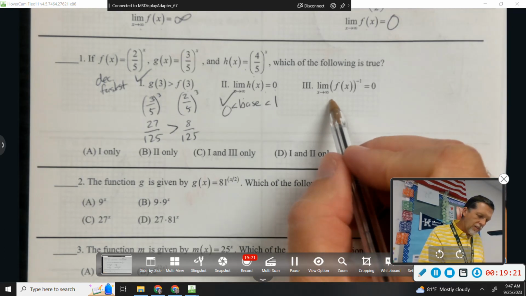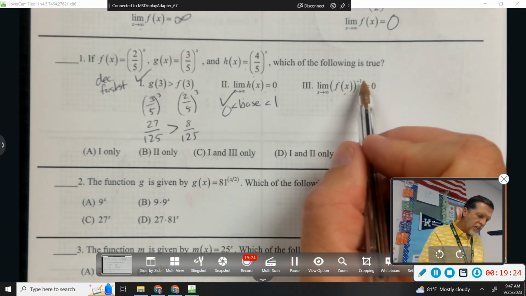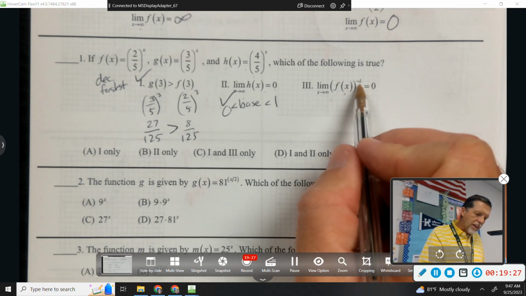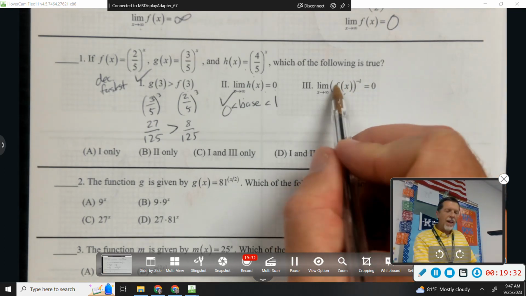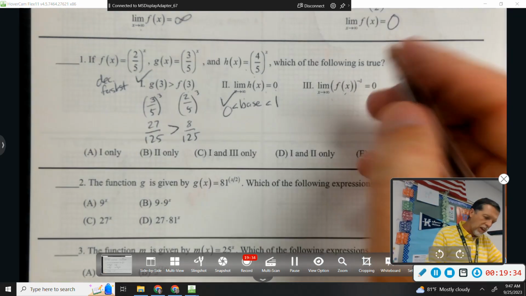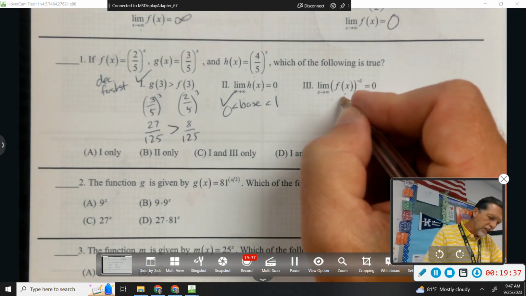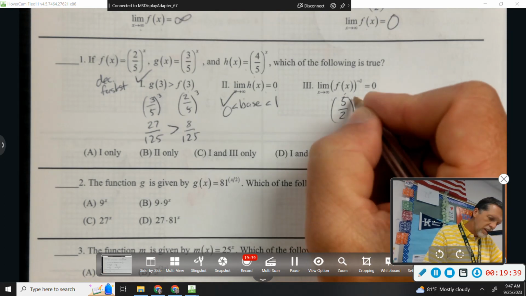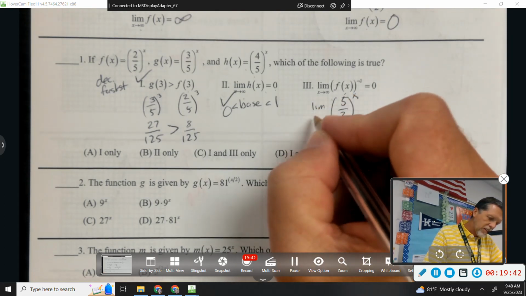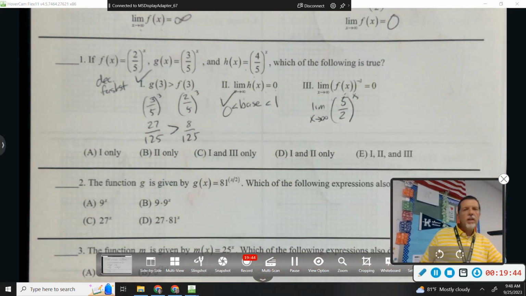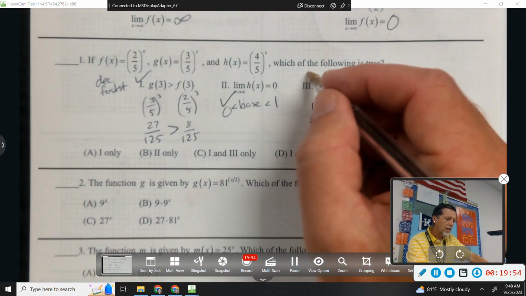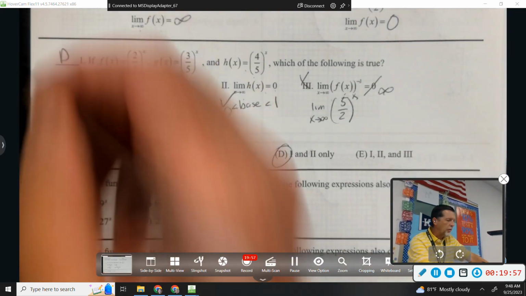The limit as x approaches infinity of f of x all to the negative 1. Okay, that's not inverse notation. Inverse notation would put it on the f. It's outside, so that's a flip thing. So if I flip it over, 5/2 to the x. If I multiply by 2.5 every time, what's my function doing? Getting bigger. Not 0, it's headed toward infinity. So 1 and 2 for that one.